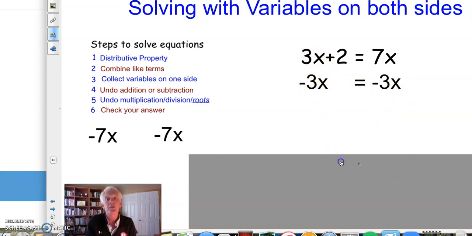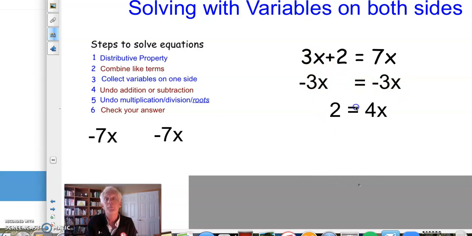3x minus 3x is nothing. The 2 slides down. We've done nothing to it. The equal signs stay in line. 7x minus 3x is 4x. And now we can solve. You know how to solve this. We have done that. That is steps 4 and 5. I'm not going to go into that. You know how to do that.